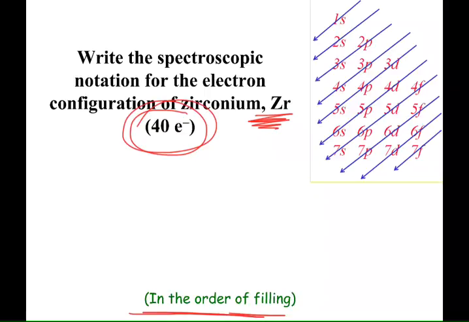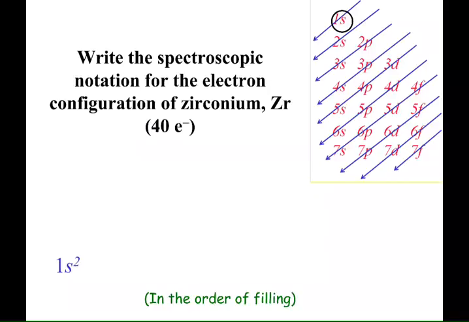configuration in spectroscopic notation, again using what we call the order of filling, which is just what we've done using the arrow diagram, order of filling. So here we go. First two electrons, where do they go? In the 1s, so 1s2. The next two electrons go in the 2s. Now which subshell are we ready for? We're ready for the 2p, and we can put 6 electrons in there, so 2p6.